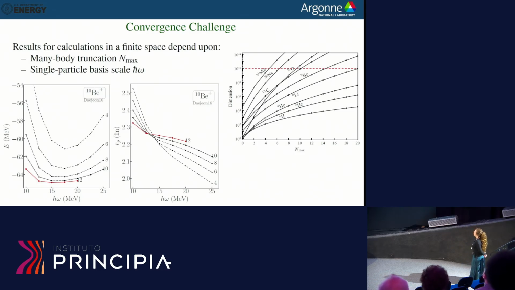So at Nmax 12 for beryllium-10, you're looking at a basis size that's a little over 10^10. So I have a 10^10 by 10^10 matrix that I'm trying to put on my supercomputer, and that's about as large of a matrix as I can fit into memory on the computers I have access to. So that's about as far as I can go for beryllium-10.